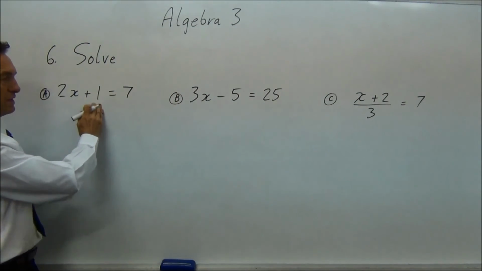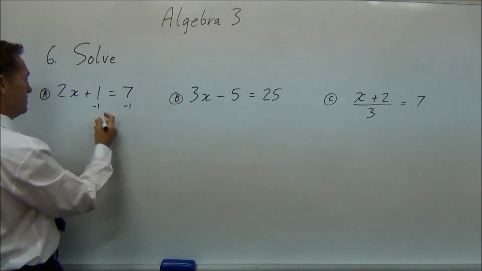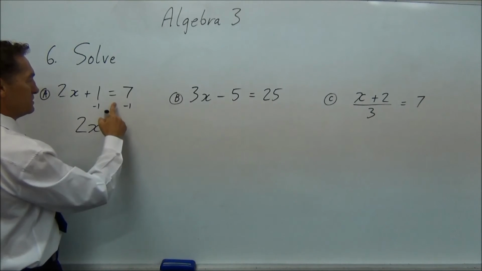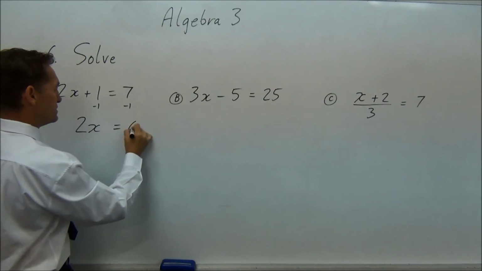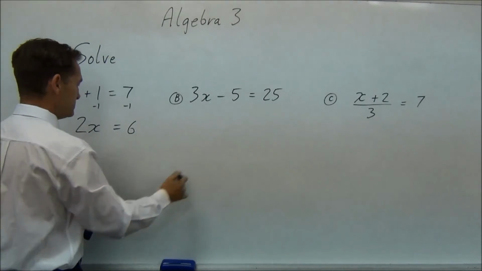Okay, so I've got an extra 1 here. So how do I get rid of it? I take it off. I'm going to go minus 1, minus 1. 1 minus 1 is nothing, so I'm just left with 2x. 7 minus 1 is 6. I've got 2 x's, I only want x. That's what I want for my answer.